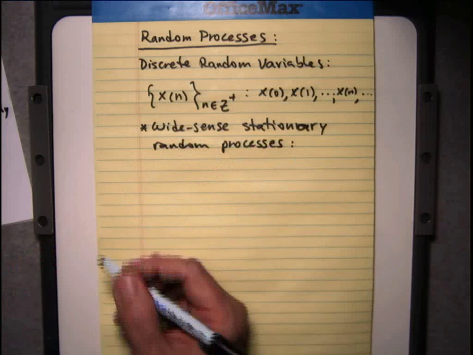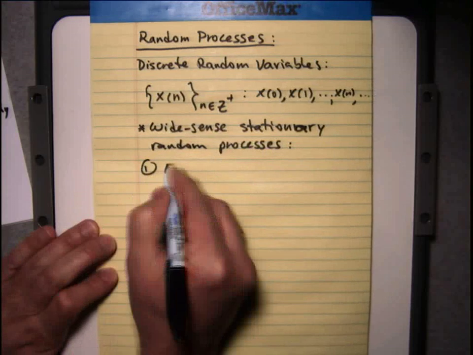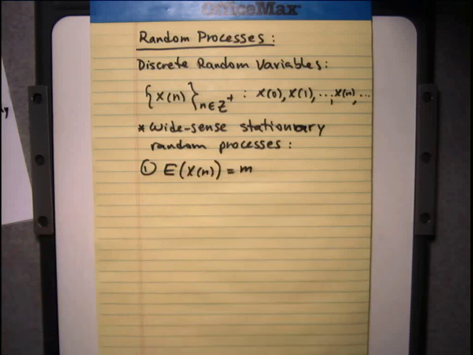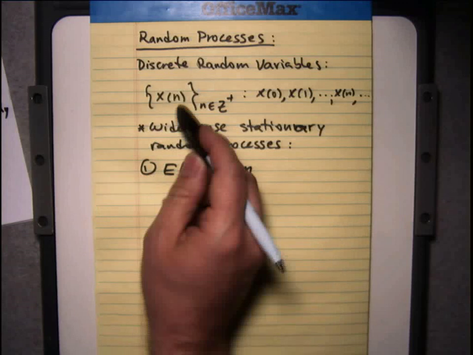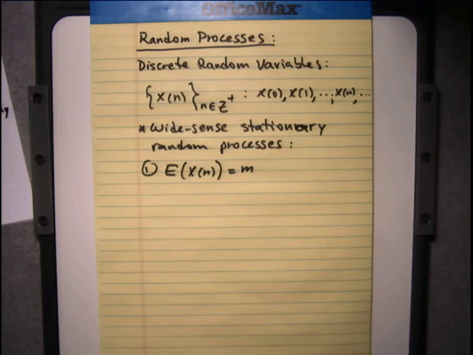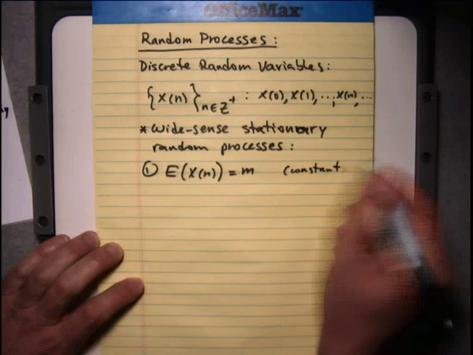What defines a wide-sense stationary random process? Well, there are two properties. One is that the expected value of x of n is a constant value. As I said, each one of the x of n's on its own is a random variable, and therefore, on its own, it can have some expected value. So one thing that's special about these wide-sense stationary processes is that the average value, the expected value at any given point in time n, is the same. This m could be changing, but it's not. So this is a constant mean.